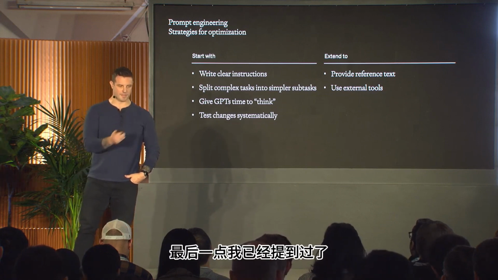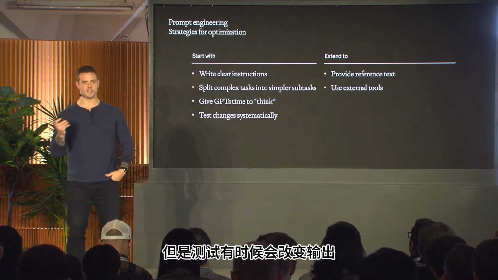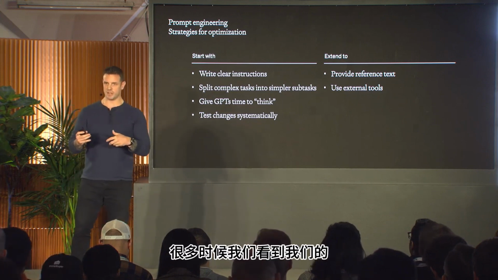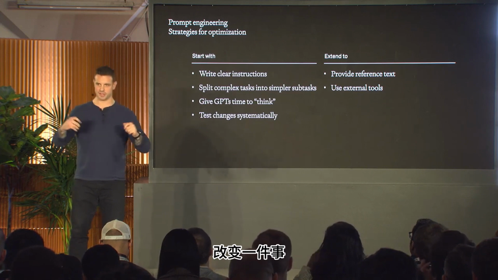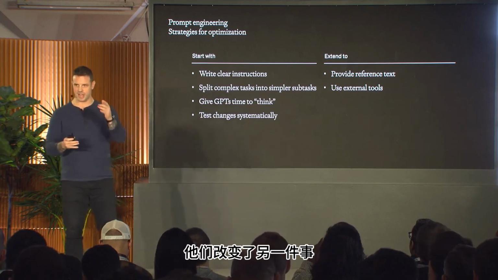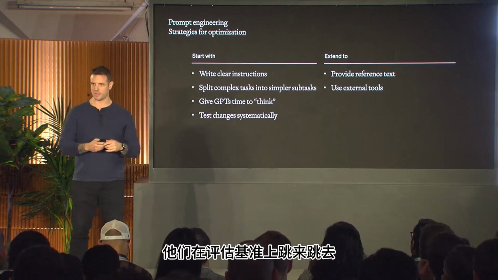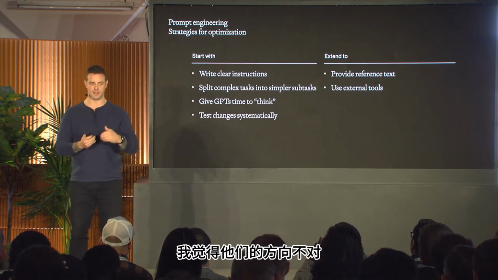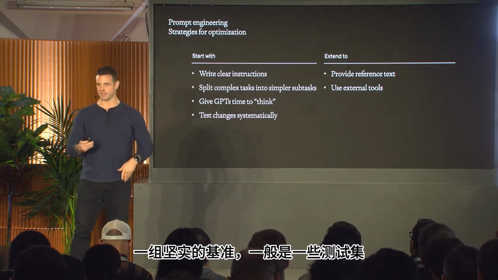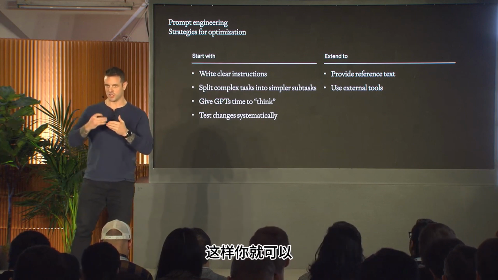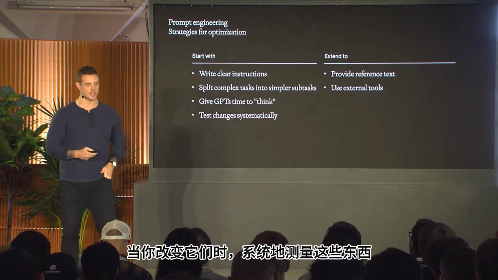And the last thing, I've alluded to this already, but testing changes systematically. So many times we see our customers end up in this whack-a-mole situation where they change one thing, they change another thing, they change another thing, and they're jumping all around on their evaluation matrix, and they don't feel like they're going in the right direction. And this is really where you need a solid set of evals and typically some kind of LLM ops so that you can systematically measure these things as you change them.